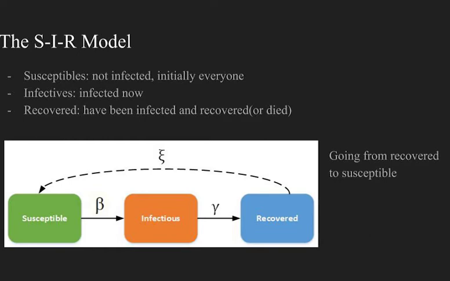We can see that the variable of beta shows the transition between susceptibles to infection. In other words, beta kind of tells you how quickly the spread is going.